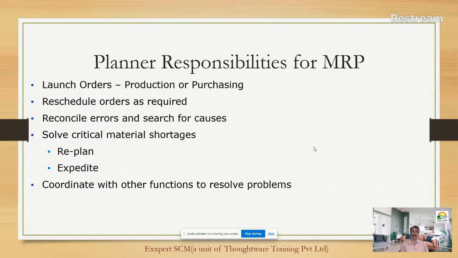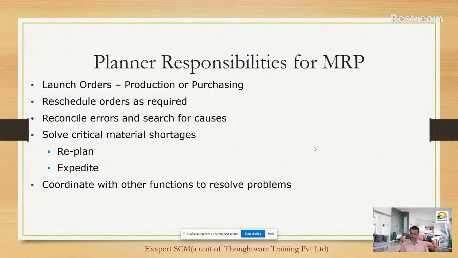Of course, this is very important. Possibly you are going to check with purchase whether any other vendor is available, or you are going to discuss with your design function to check whether any alternate substitute material can be used.